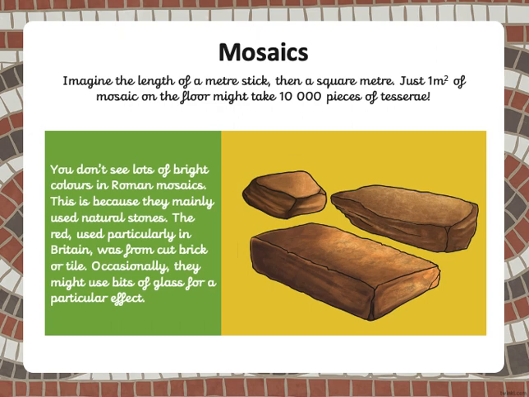So you can think again, remember where these rich people would have mosaics, or these buildings that were really expensive, because that is just so many tiny pieces of tiles that need to be intricately, really delicately placed in to make a picture. You don't see lots of bright colours in Roman mosaics. This is because they mainly use natural stones. The red, used particularly in Britain, was from cut brick or tiles. Occasionally, they might use bits of glass for a particular effect.